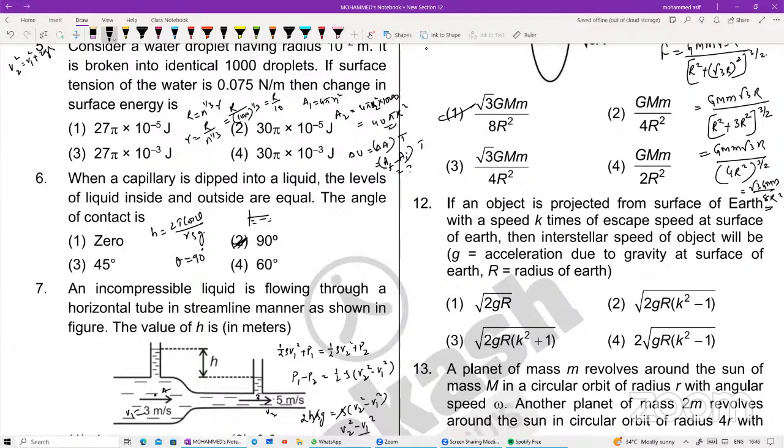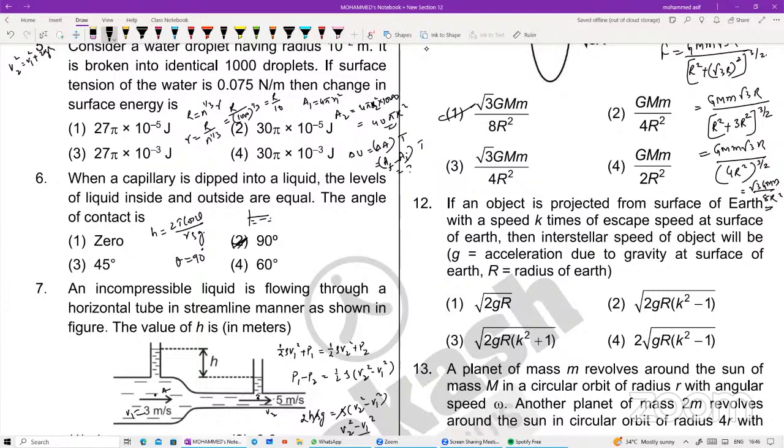See the method, what does it say? If an object is projected from the surface of the earth with a speed k times of escape velocity at the surface of the earth, then the interstellar speed of the object will be equal to how much? Interstellar means the region between the space and your earth. So I can apply the mechanical energy concept here.